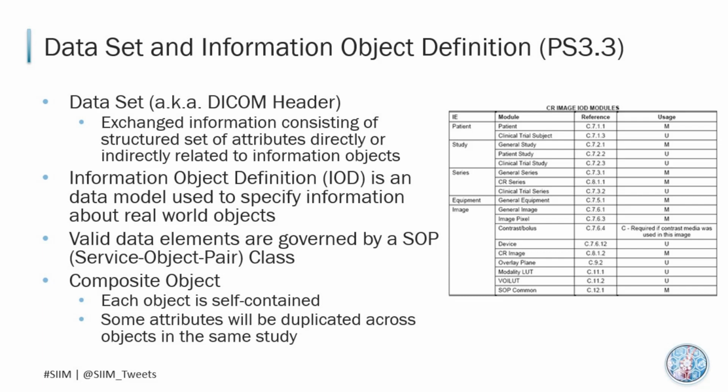One interesting aspect of DICOM is that persistent objects are composite objects, which means each object is fully self-contained. An implication is that if a study consists of thousands of objects, some attributes like patient identity or procedure information like accession number will be repeated across all objects. This means you can fully process each object independently without waiting for other information.